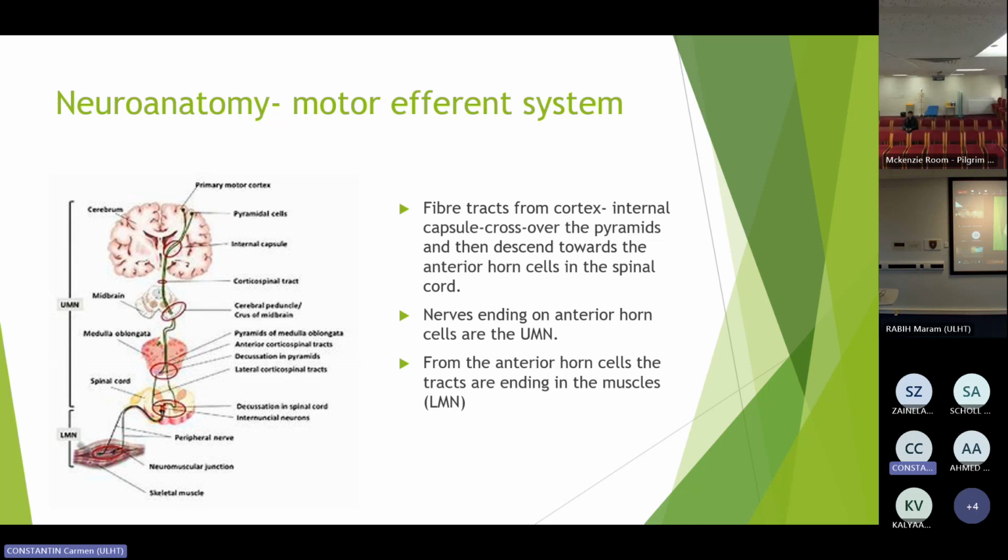So fibers coming from the internal capsule, as I said, cross over at the pyramids, and they descend towards the anterior horn cells in the spinal cord. And the nerves ending in anterior horn cells are called the upper motor neuron. From the anterior horn down, actually ending in the muscles, we are talking about the lower motor neuron system.